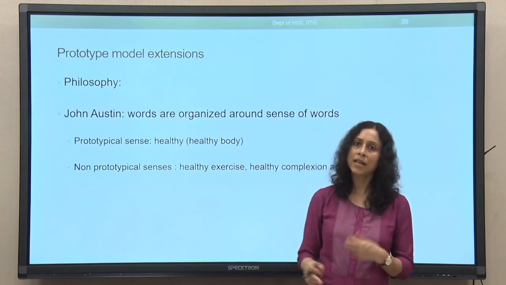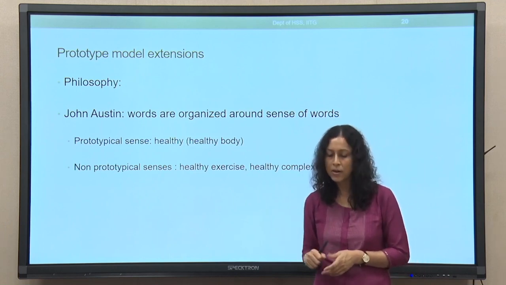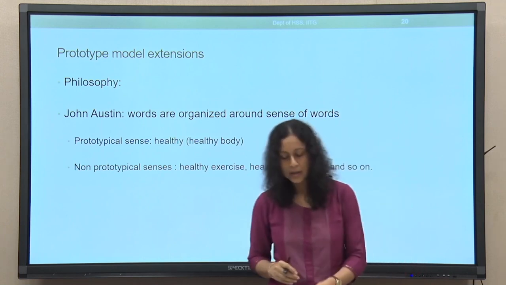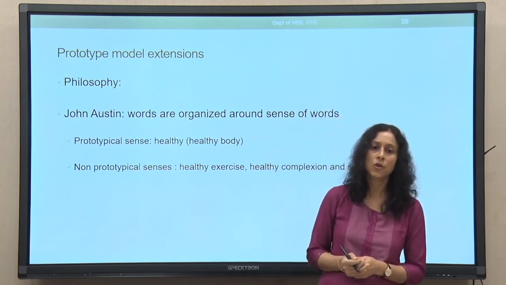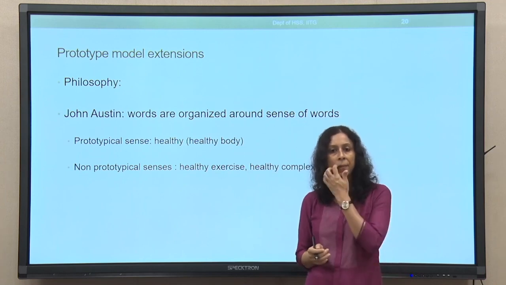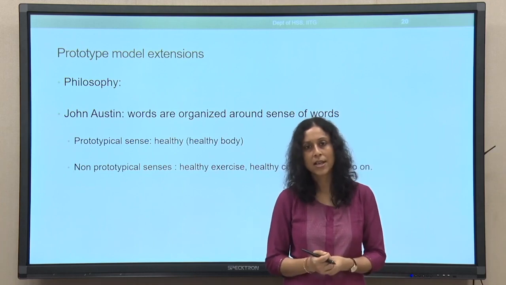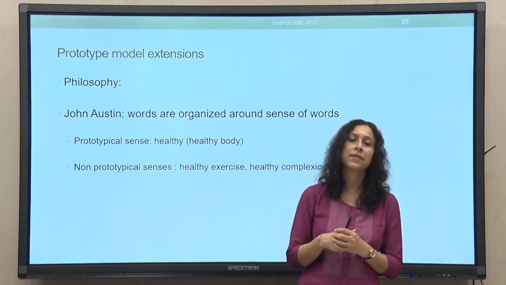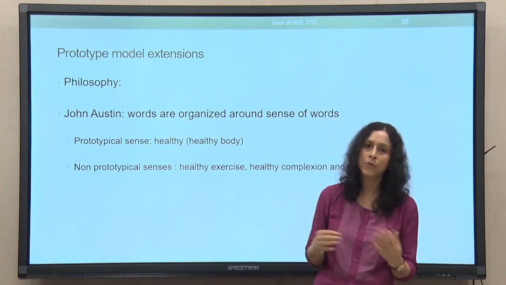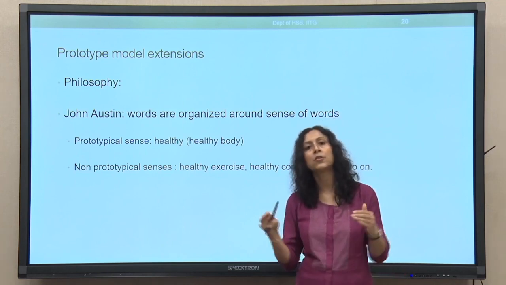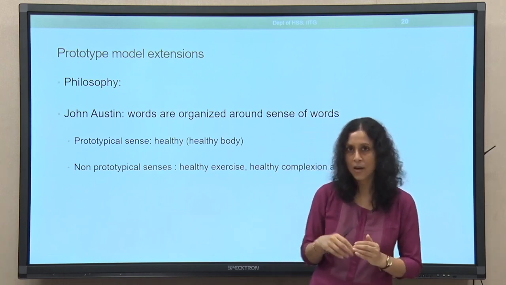Now, this has come from the domain of cognitive psychology, where Elena Roche and her group worked. Now, this theory was taken up in other disciplines as well. So, in philosophy, John Austin said that words are organized around the sense of words. When we have certain sentences, words or phrases that are grouped together as belonging to a higher category, they are grouped around the sense of those words.